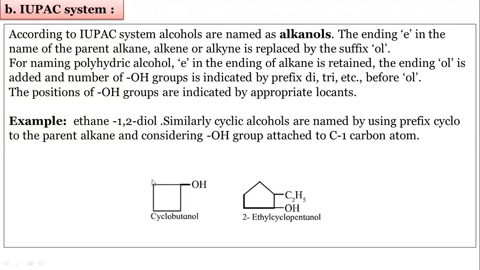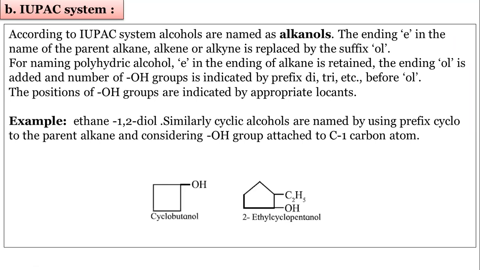If cyclopropane is there and OH is attached, it becomes cyclopropanol. See here, 1, 2, 3, 4, 5 carbons are there. It means it is a cyclopentanol, but OH is attached to a carbon atom. That will be considered as number 1, and this is number 2, C2H5. So the name is 2-ethyl cyclopentanol. The positions are important in the IUPAC nomenclature system.